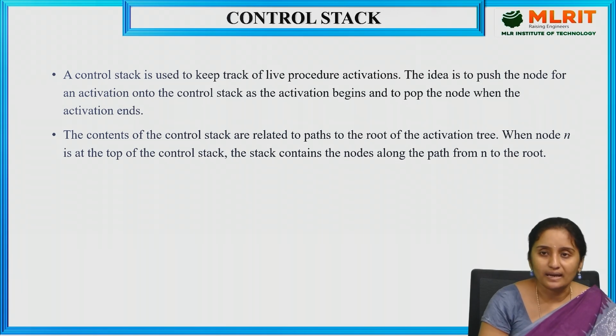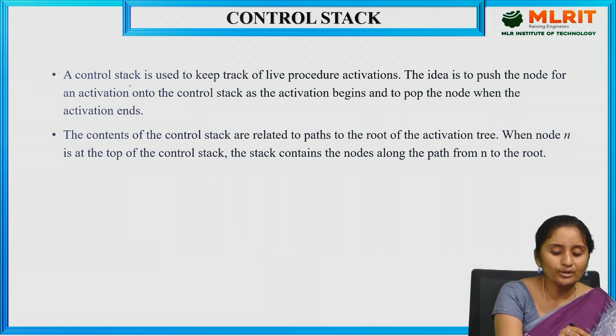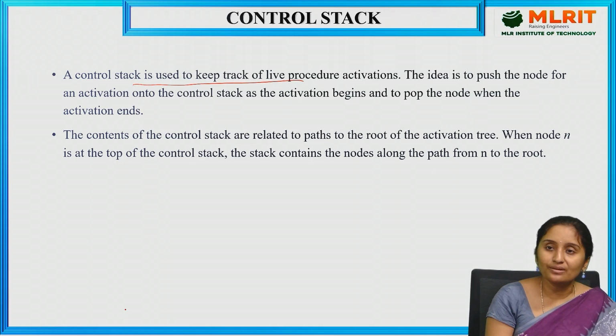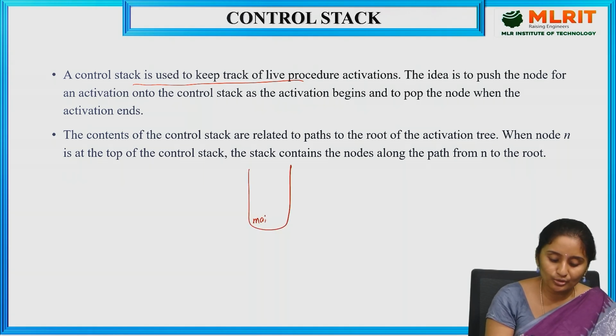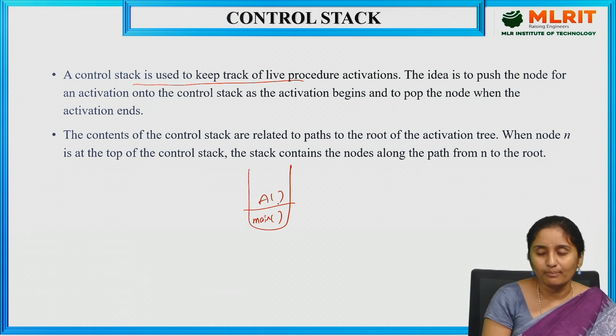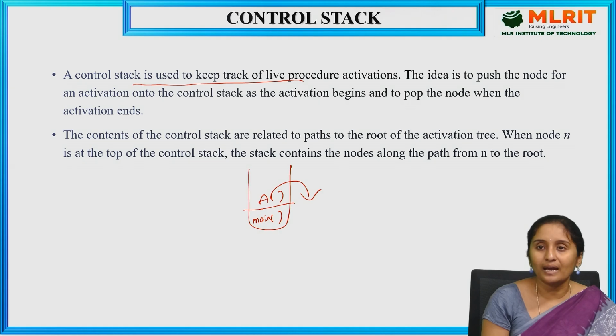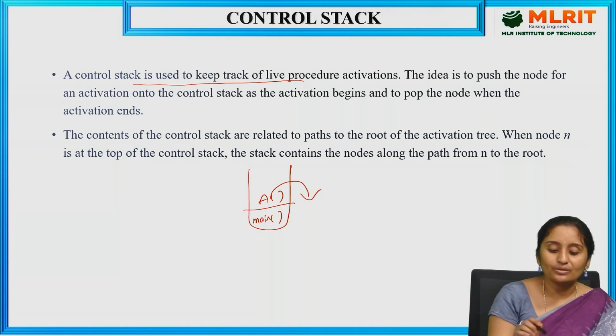Now, the control stack. So what is here? Here we are going to store, or keep track of, the procedures. When an activation record is created, it is pushed into the stack. Once the activation record is completed, then it is popped out from the stack. So some activation records may or may not be popped out from the stack. Some activation records are going to remain in the stack and are not yet finished executing. That is the control stack.